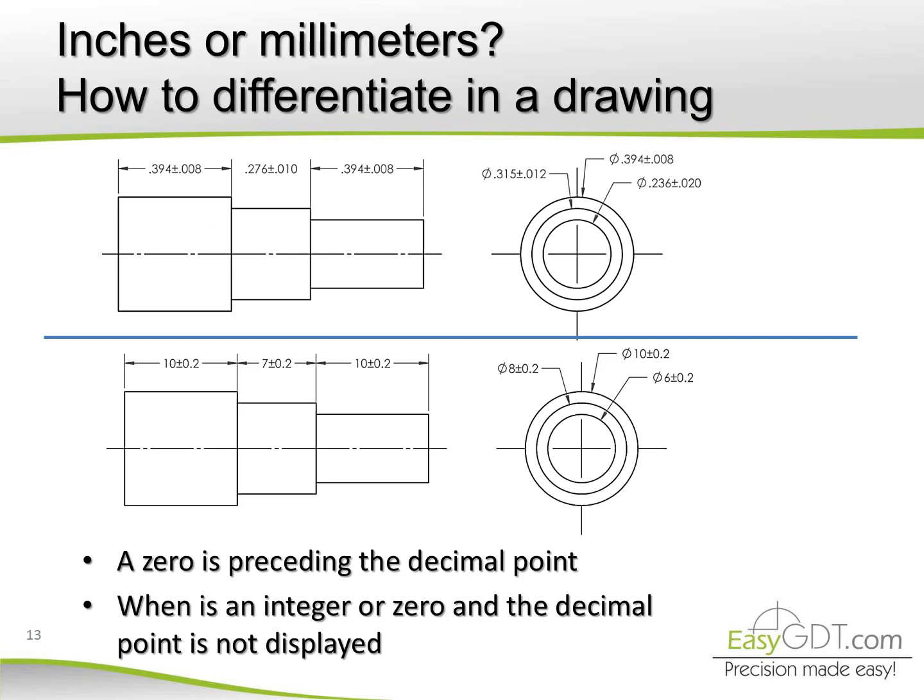Here we can see the two examples. At the top, dimensions are specified in inches, and at the bottom in millimeters. In this case, we can notice because dimensions smaller than 1 have a 0 before the decimal point, in the case of millimeters.